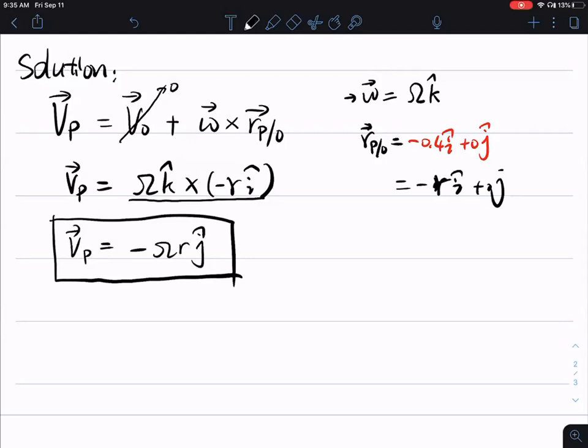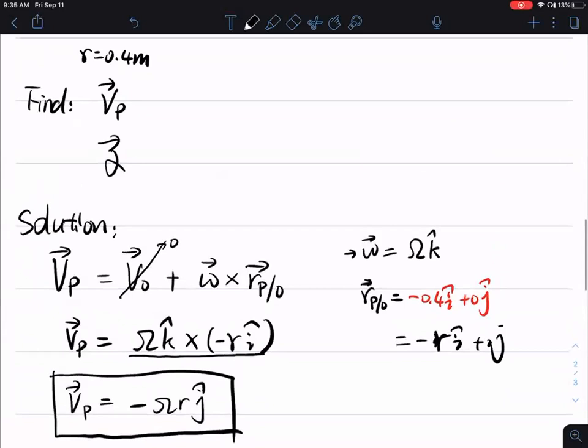Now let's look at the second question. We want to find out what alpha is.